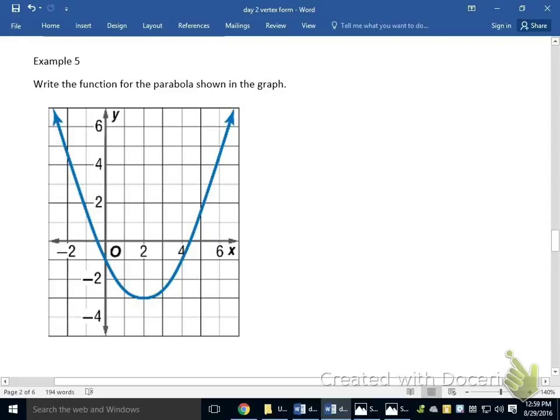Alright, doing the same process again for this problem. First of all, the vertex is at 2, negative 3. That'll be my h and k. My a value, let's go ahead and go to that vertex. Let's go to the right one. It looks like it's going up a half, but I'm not for sure. So let's try a different one.